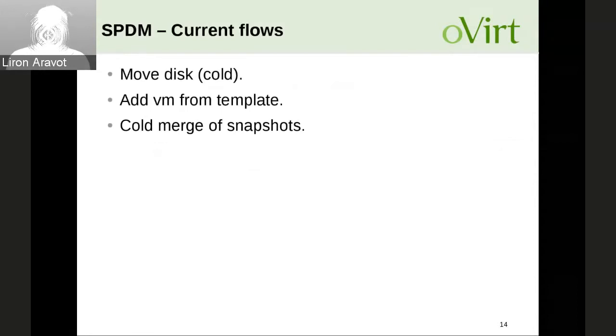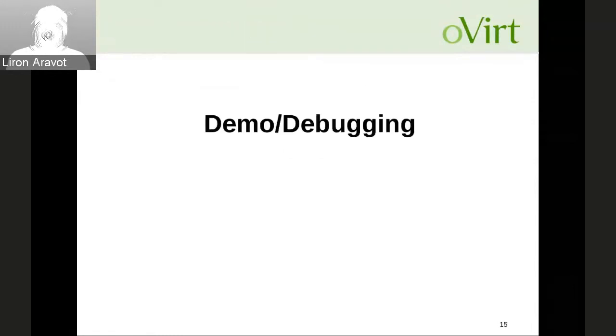So move disk, cold move disk, which means moving a disk when the VM is not running, is already using that approach. Add VM from template is using that architecture as well, and cold merge of snapshots is using it currently as well. Okay, let's move on to a quick demo to see how it looks in the logs.